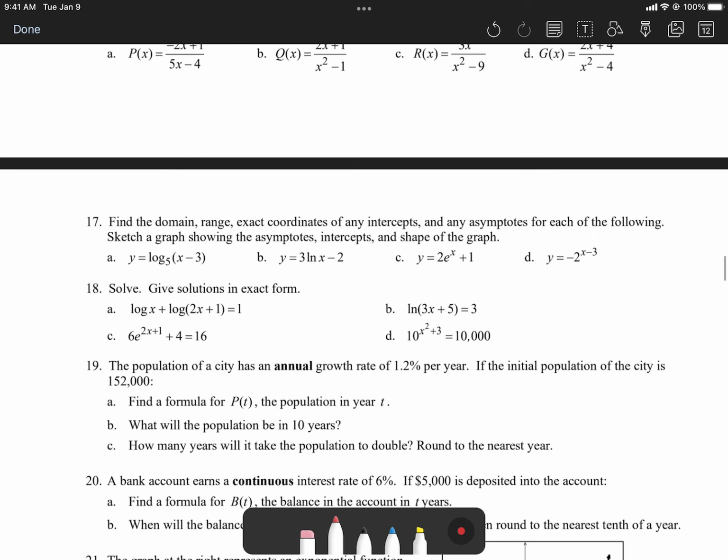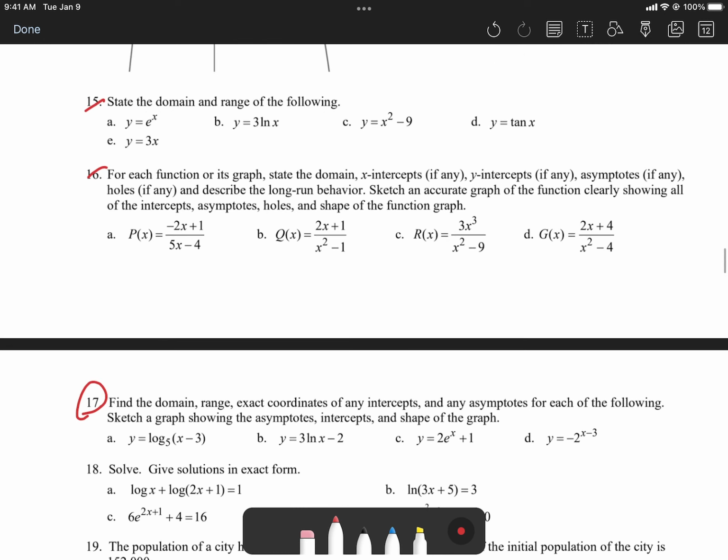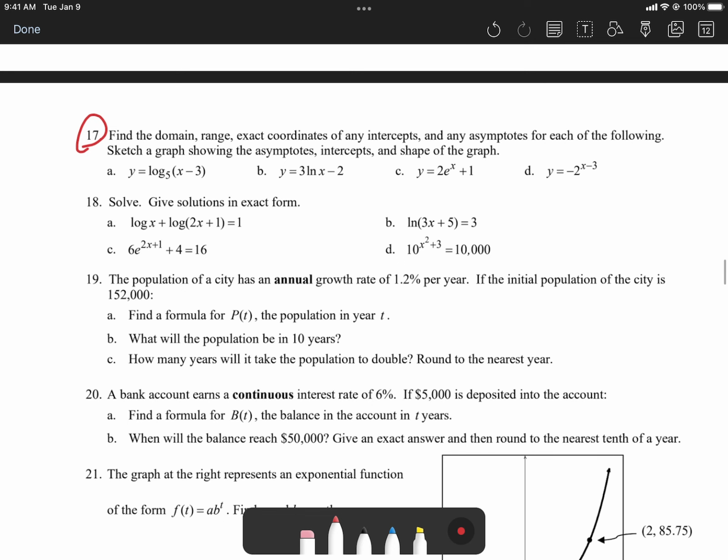And we're going to go to number 17 and do it. Number 15 is almost just like 17. 15 just asks for domain and range. 17 asks for domain, range, coordinates, a bunch of different more stuff. So here we have different note cards depending on the problem. We have some that are logs and some that are exponential. So we have a note card for logs and a note card for exponentials. These are note cards 23 and 27. Okay, so that's what we're looking at there.